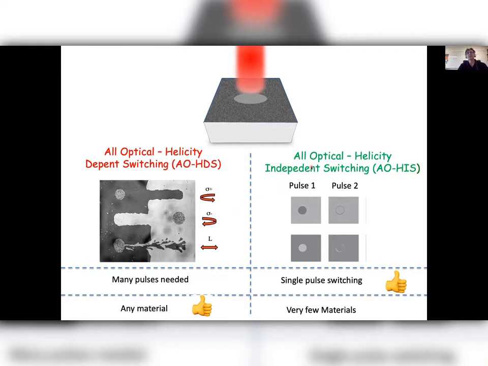The second type, which is very different, and we will see why, is all optical helicity-independent switching. Here, you take your material, and if you shine once, you reverse in one direction. If you shine a second time, you reverse in the other direction. And what is very interesting is that only one pulse is needed, but we will see that it's still observed for only a very few types of materials.